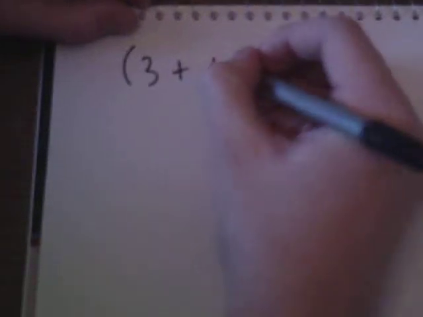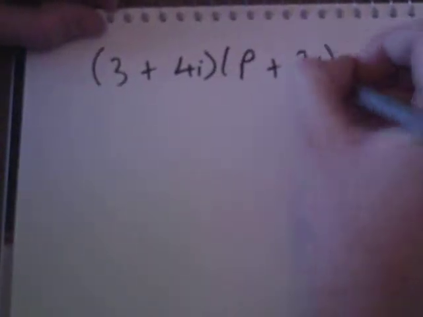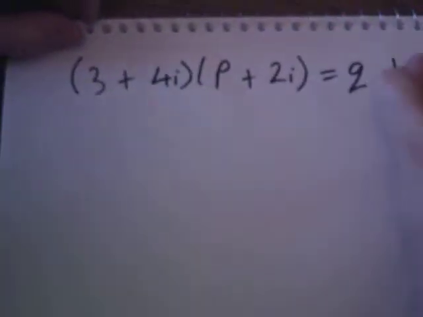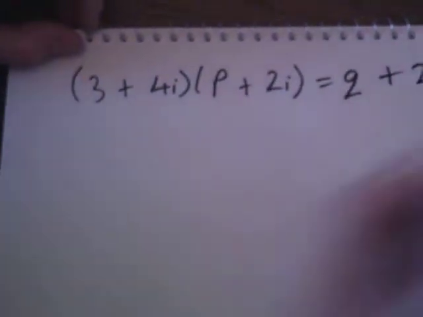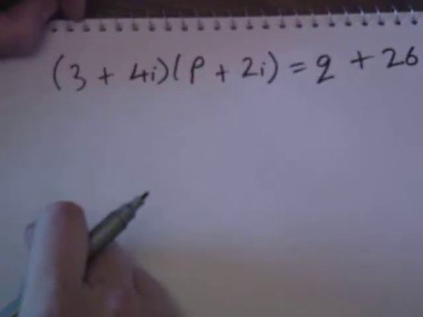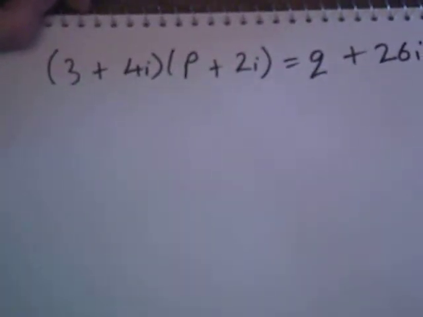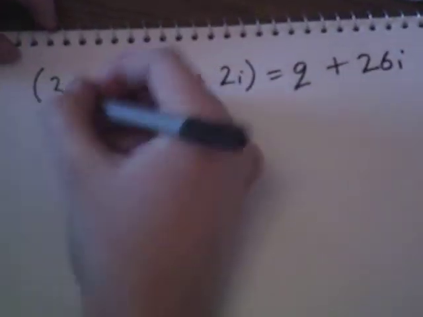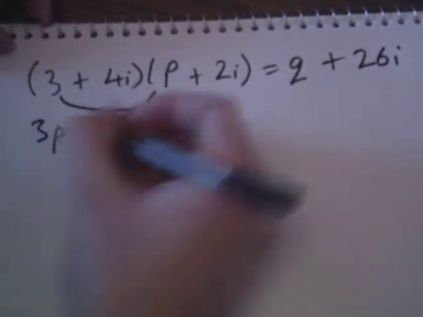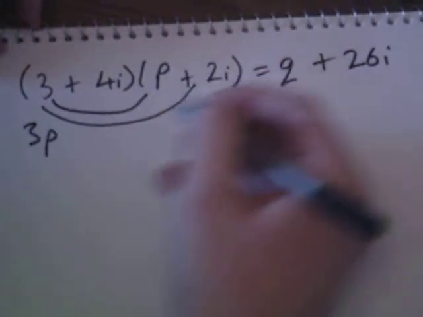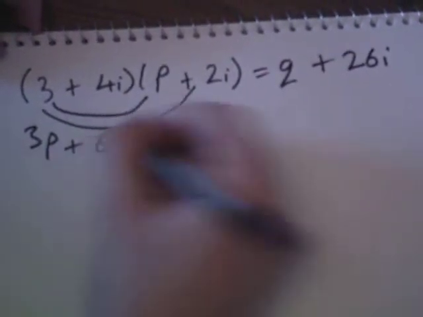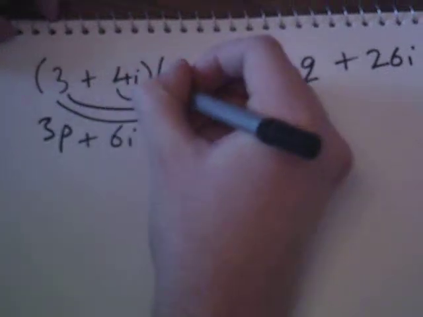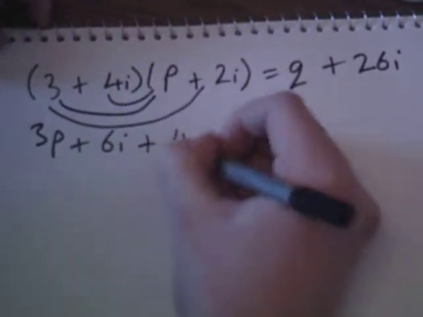So I'm going to show you this example: (3 + 4i)(p + 2i) = q + 26i. Okay, if you were first looking at this question, the first thing to do is multiply out the brackets. So you do 3 times p, which is 3p. Then you do 3 times 2i, which is add 6i. Then you do 4i times p, which is add 4pi.